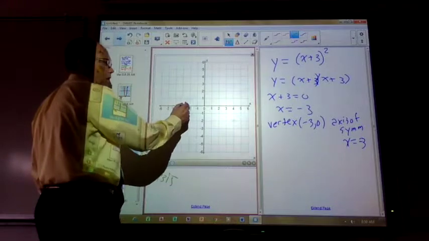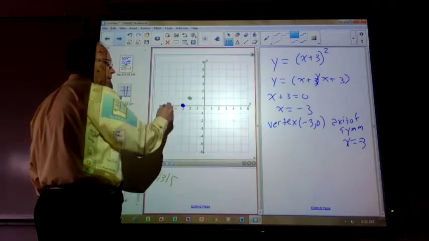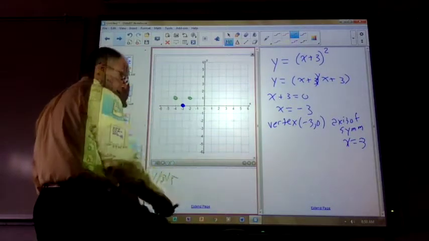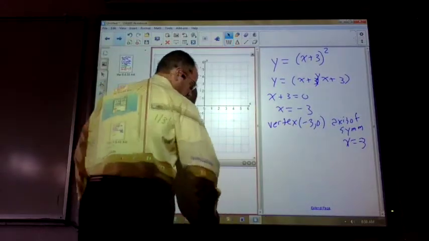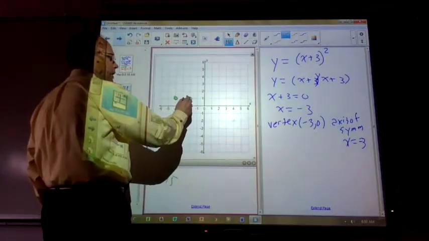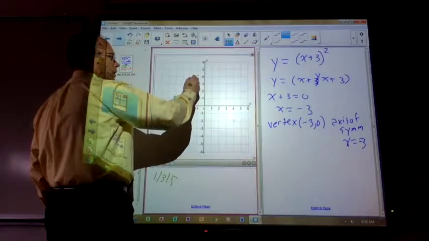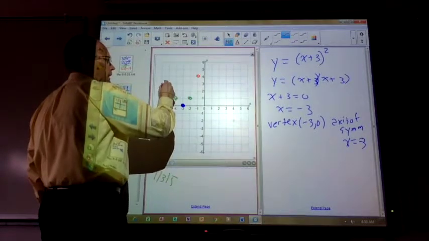All right, so from here I'm going to go right 1 up 1. I'm going to go left 1 up 1. Still with me? You can fill those 2 points in on your table if you wanted to. From there I'm going to go right 1 up 3, and it's going to go left 1 up 3.